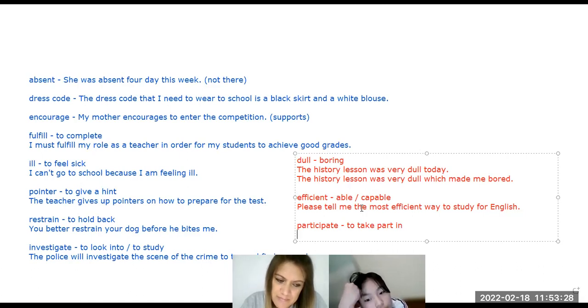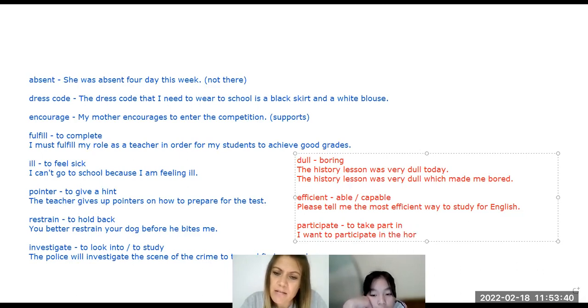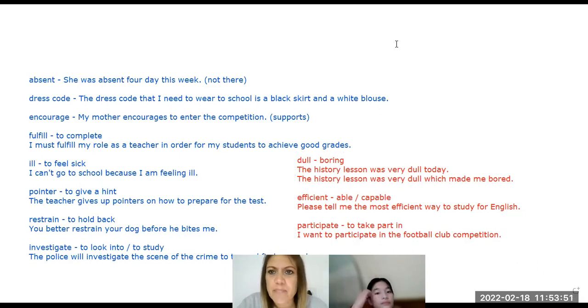I want to participate in this club. I want to participate in the football club competition. You want to take part. I want to participate in the football club competition.